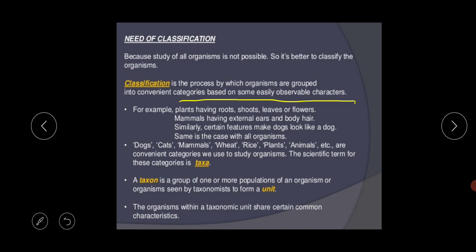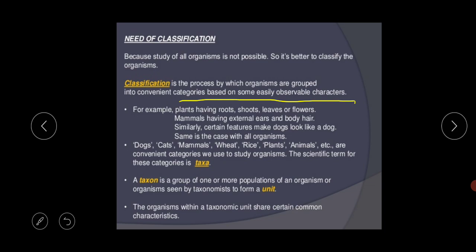I am repeating again. What is the basic meaning of biological classification? This is the scientific arrangement of organisms in a hierarchical series of groups and subgroups on the basis of similarities and differences in their traits so as to bring out their relationships. It's just like arranging books in a library subject wise, title wise, author wise in a proper sequence. For example, plants having roots, shoots, leaves or flowers, mammals having external ears and body hair. Similarly, certain features make dogs look like a dog. Same in the case of all organisms.